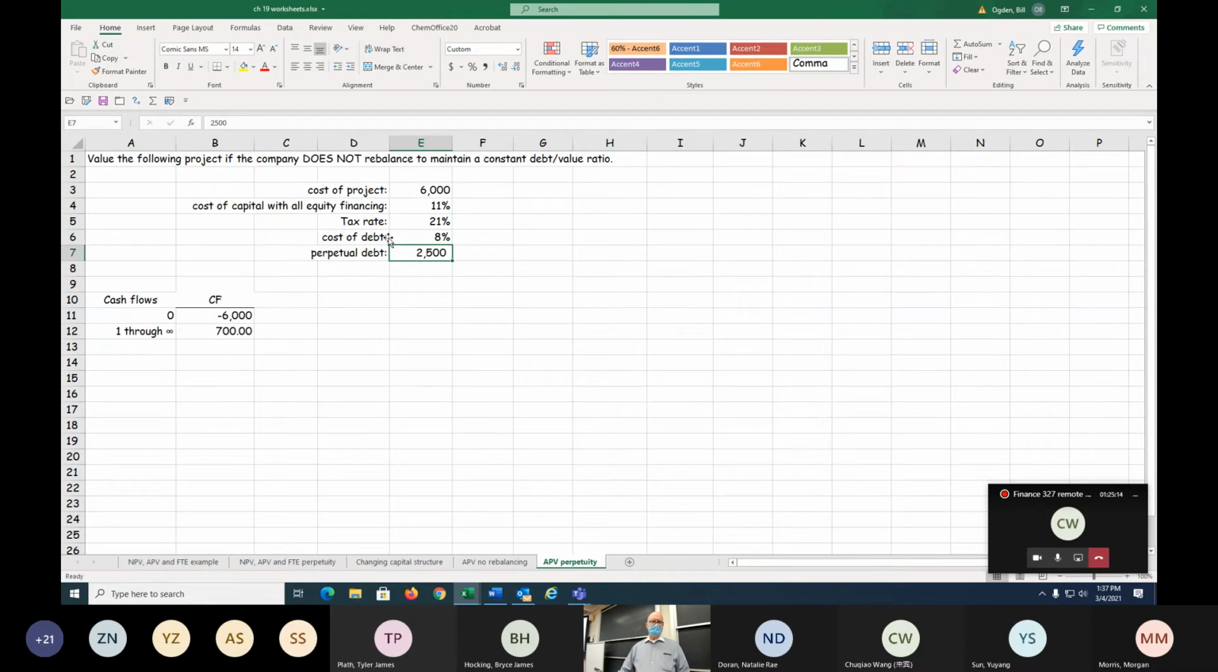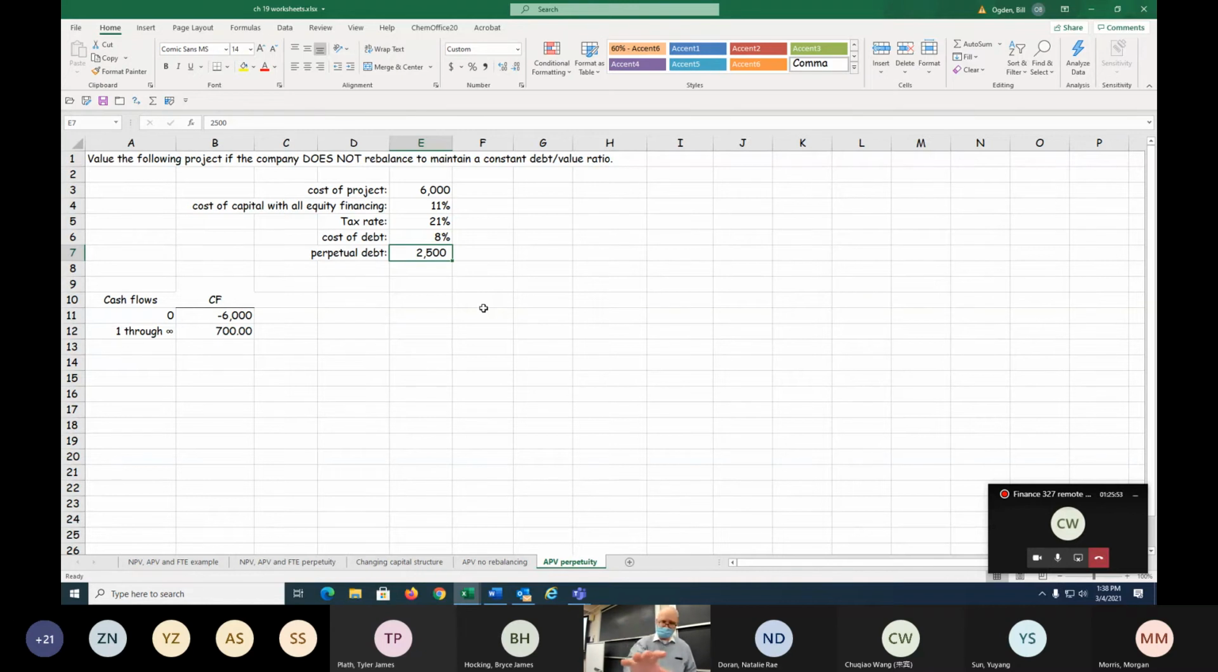APV perpetuity. Company does not rebalance. This is the one I just asked you to do, just different numbers. Last example we did, we had $300, $45 cash flows. This is $6,000, $700 cash flows. And the cost of all equity financing is 11%. So there you go, that's your RU. Here's your RD. And next thing you know, there's your perpetual debt. Shouldn't take you very long.